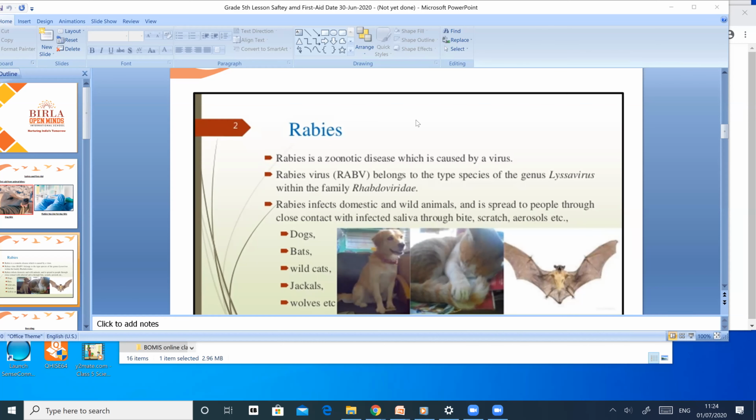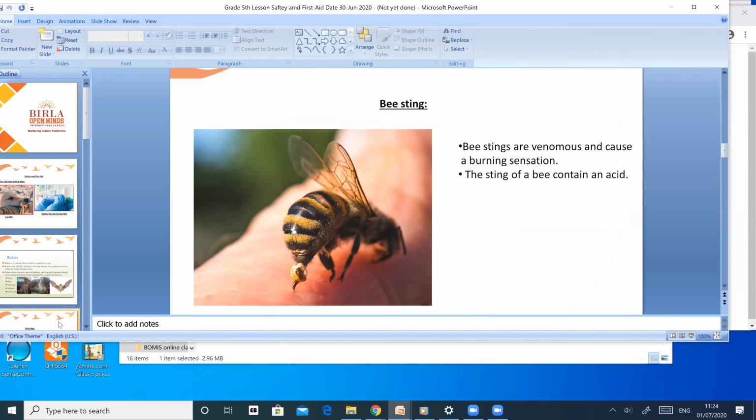Okay, now we'll see how a bee sting looks. Here you can see a honeybee, and you can see the sting in the picture. These bee stings are venomous. They have poison inside and can cause a burning sensation. The sting of the bee contains acid. When it bites and injects its sting, the sting gets stuck inside. It will remove its sting, and the sting will remain inside the skin of the human.